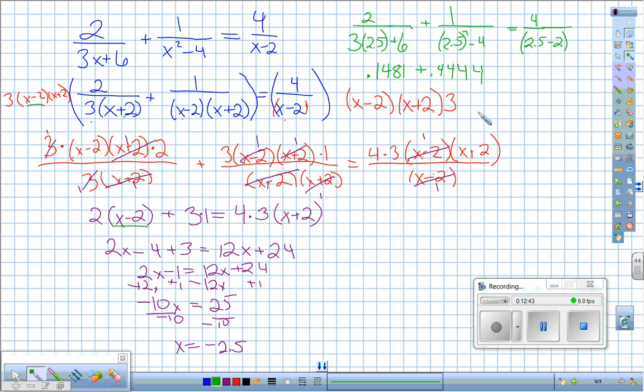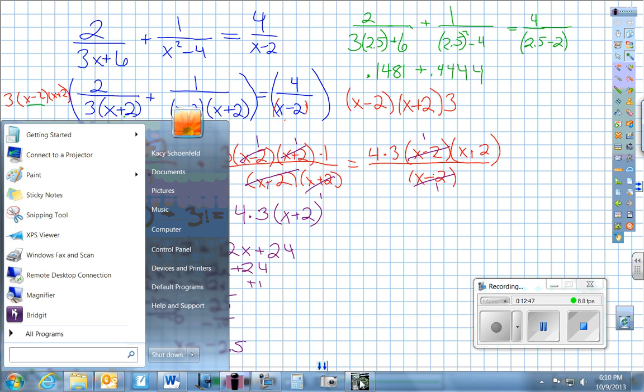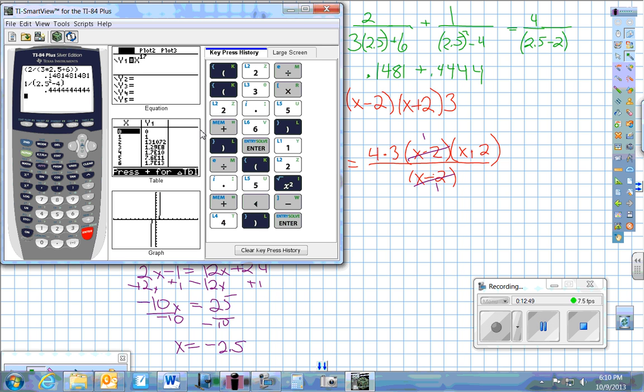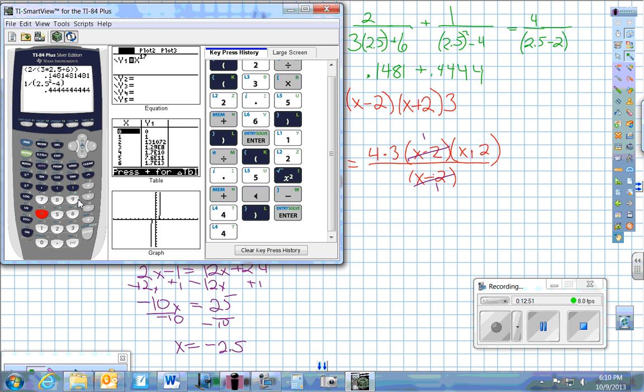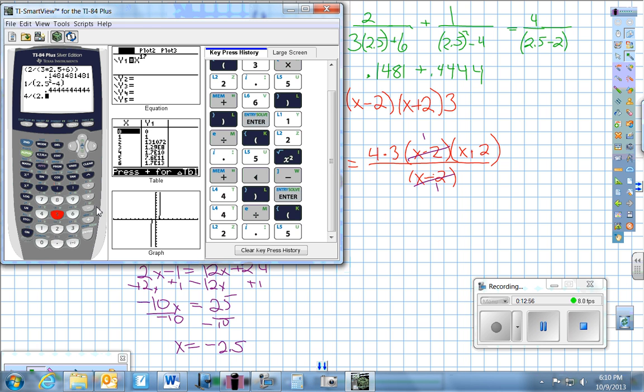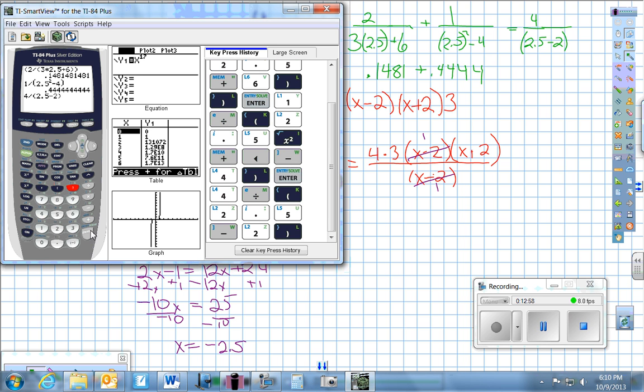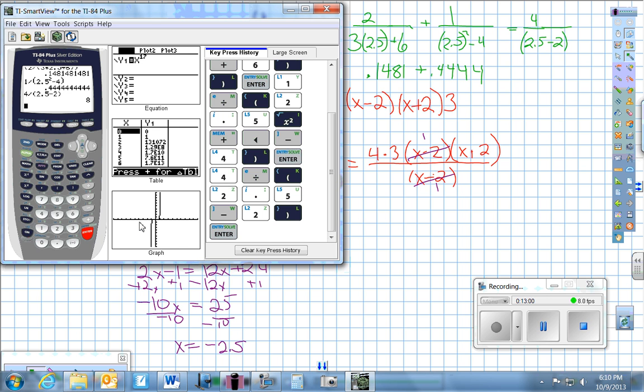I'll go out 4 decimal places. Hopefully you were just able to hear me, since I didn't have my microphone down. On the right hand side, I'll have 4 divided by 2.5 minus 2, and that will equal 8 over here.